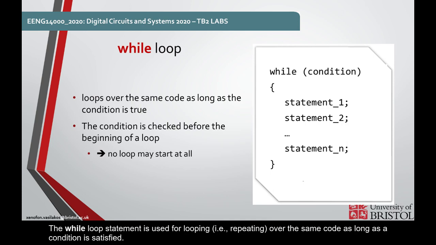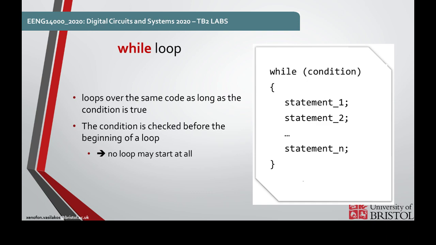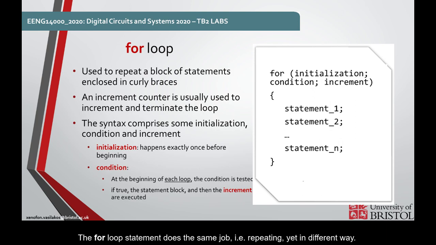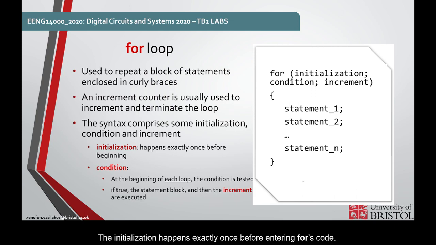The while loop statement is used for looping, this means for repeating, over the same code as long as a condition is satisfied. The condition is checked before the beginning of a loop, thus no loop may start at all. A for loop statement does the same job, this means repeating, yet in a different way. An increment counter is usually used to increment and terminate the loop. The syntax comprises some initialization, condition, and increment. The initialization happens exactly once before entering the for's code.